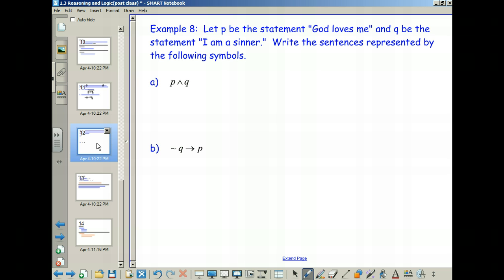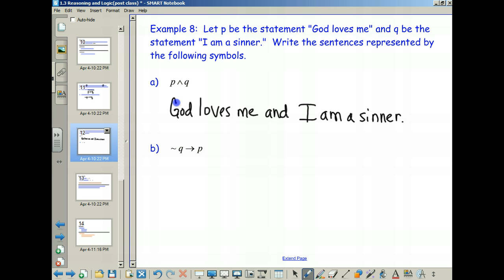So the first thing we see is P, and what does P mean? God loves me. So I write down God loves me. And then I have the and symbol, so I'm going to write the word and. And then it says Q, and Q would be I'm a sinner. Okay, God loves me and I'm a sinner. And that's the sentence that we associate with those symbols.